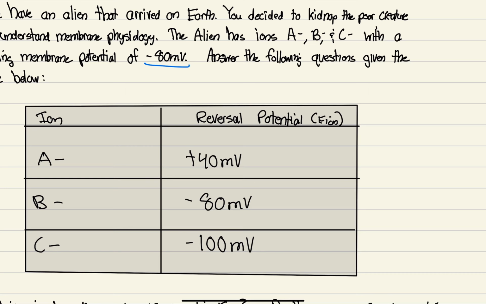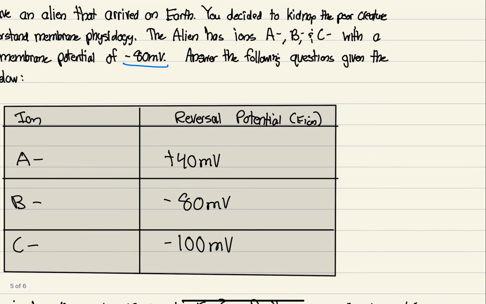It's kind of like a tug of war game. That's how I like to look at this: ion A and ion C are kind of pulling together. Let me draw you a picture. Say you have a tug of war match right here. We have ion C, which is negative 100. It has this rope here. And then ion A, let's do that in a different color.